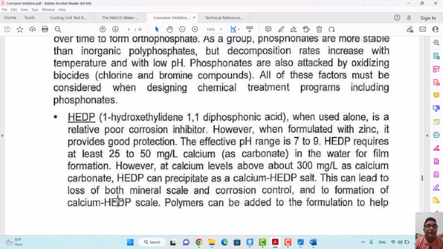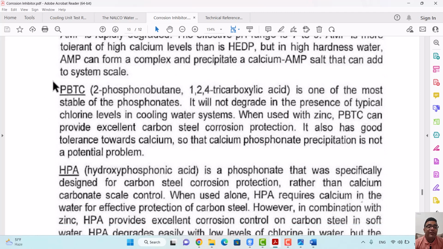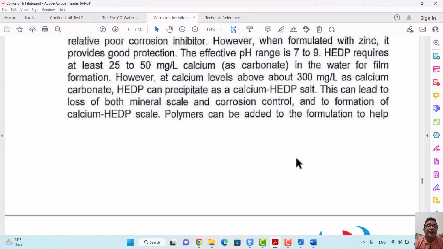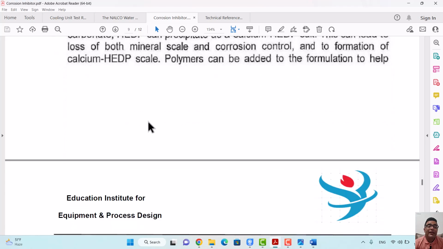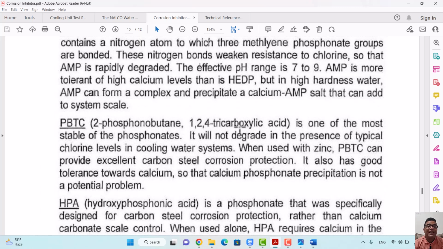If a high level of chlorine is present in cooling water systems, and we want to use phosphonate as one of the components of the formula, we ought to select PBTC because it has the highest resistance compared to other components. But when the level of chlorine in the water is not that high, we can use HEDP instead of PBTC. And for HEDP, we said that we at least need 25 to 50 ppm of calcium to create that protective film. And of course, the same happens to HPA. HPA also requires some calcium to create that protective film.